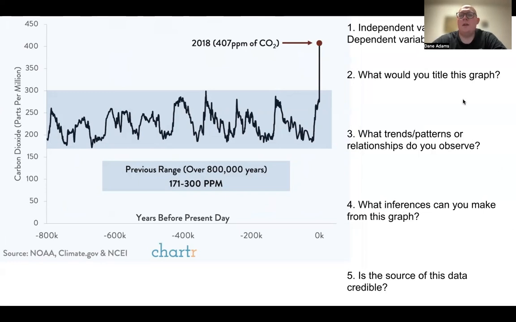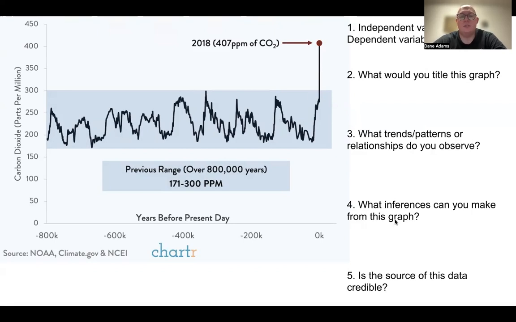All right, number 1, independent is years before present day, so time again. Dependent is carbon dioxide in parts per million. Title of the graph should be carbon dioxide in parts per million versus years before present day. The trend or the pattern, again, seems to be somewhat repetitive over time. So at least this portion seems to be pretty constant, except for right over here. That seems to be a very, very steep increase that had never been seen before. So I'd call that portion at least positive.